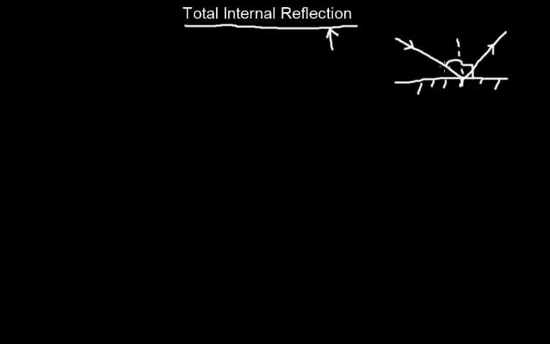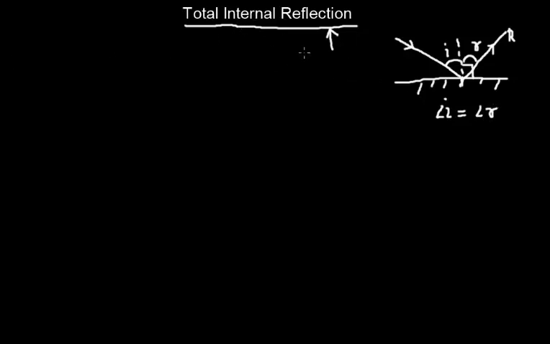The angle between the incident ray and the normal is considered the angle of incidence, and the angle between the normal and the reflected ray, this is the reflected ray, is considered the angle of reflection. And angle I is always equal to angle R in case of reflection.